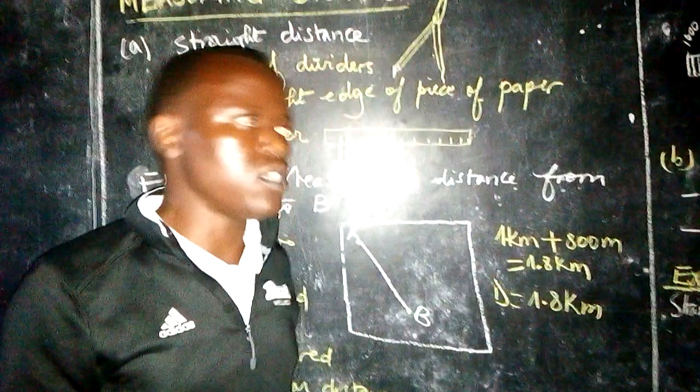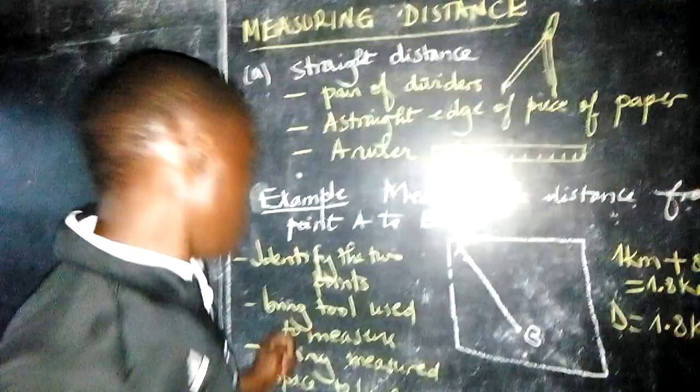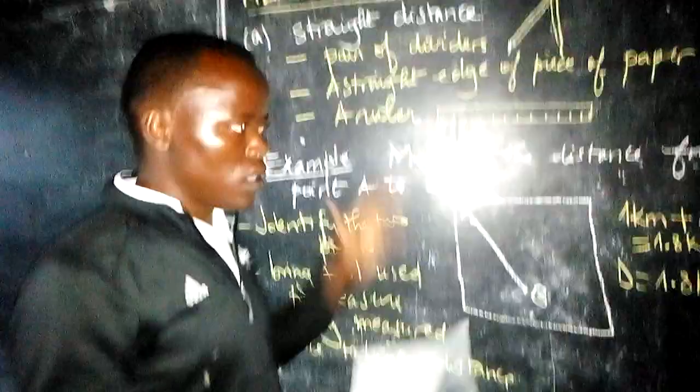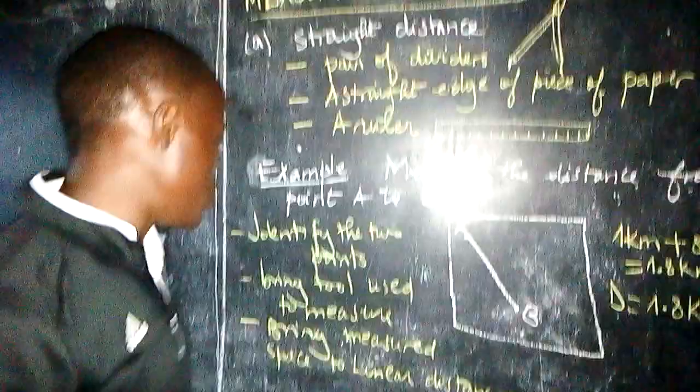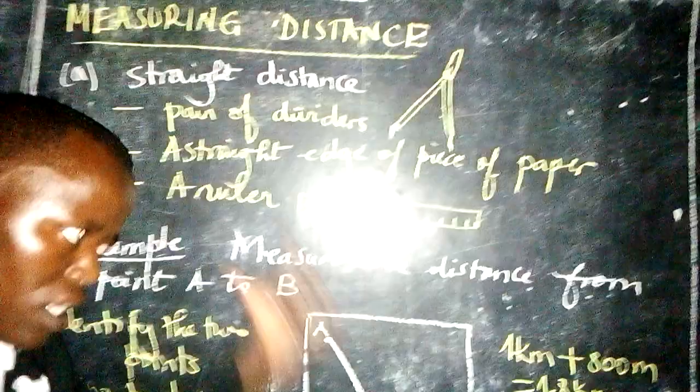Measuring a distance is very easy, as we mentioned the different steps one can use. We have said that if you want to measure distance, whether for a curved line or a straight line, we first identify the places where you want to measure, and then you bring tools that can be used to measure, and then what is measured is brought to the linear scale, and finally you determine the distance.